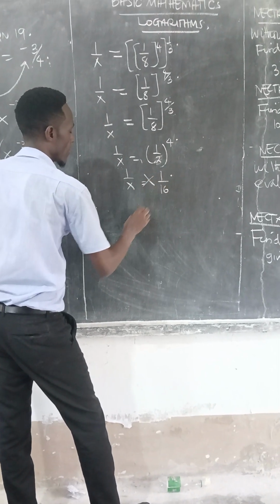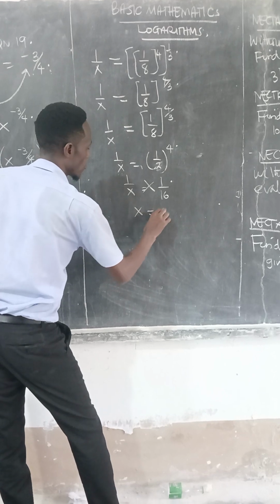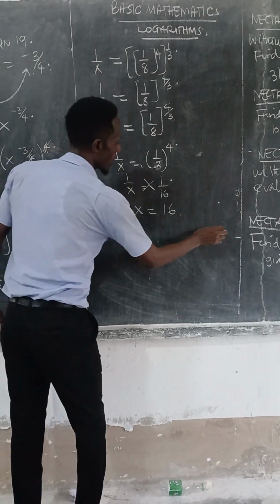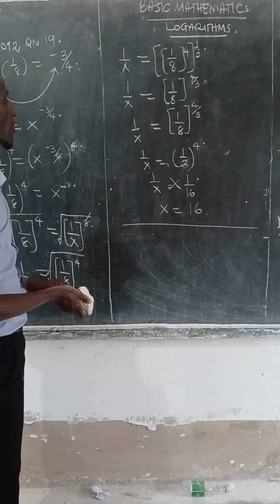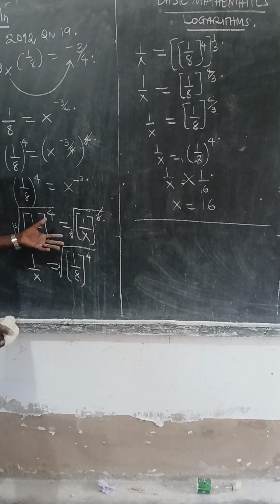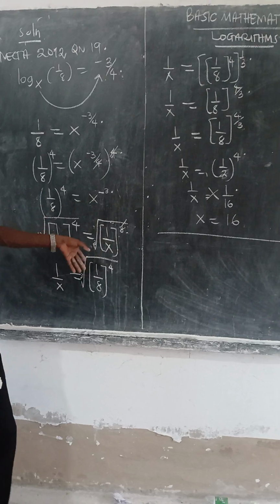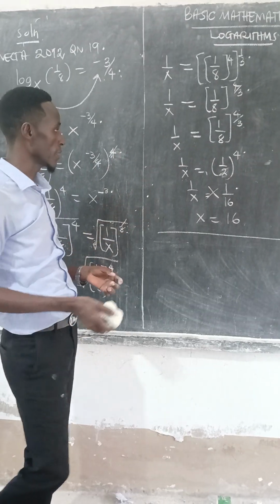Then you get x equal to 16. So the value of x in this scenario will be 16. It is very simple, just a matter of basic mathematics, applied in order to get the value of x here. Thank you for listening.